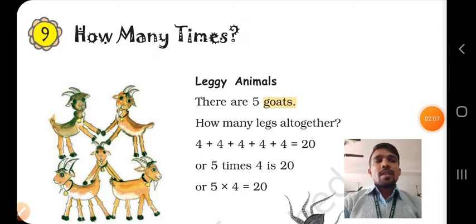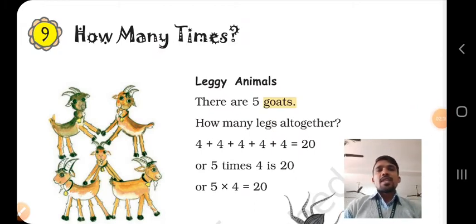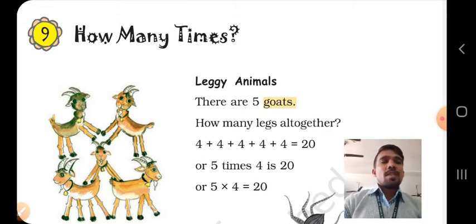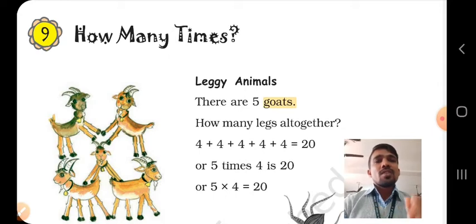So here comes your unit number 9. You can see on the screen, and somewhere I have highlighted a few words. Even I have written my answers already into this PDF itself, so that you can get your answers quickly. Fine. Unit number 9 is How Many Times?